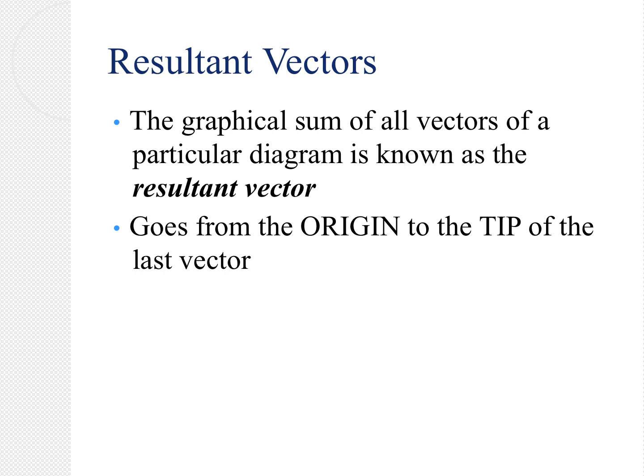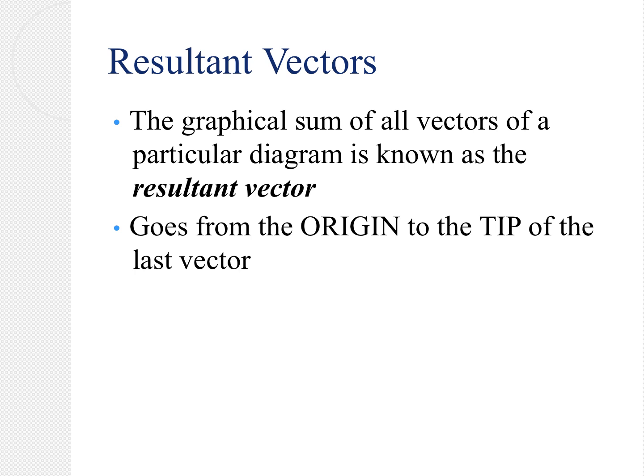Okay, let's review a little bit. What do we use to represent a vector? An arrow. An arrow, good. And we draw it in what direction? Whichever way it's going. That's right. We draw it in the direction of the motion, right? We need to try to draw them to scale.